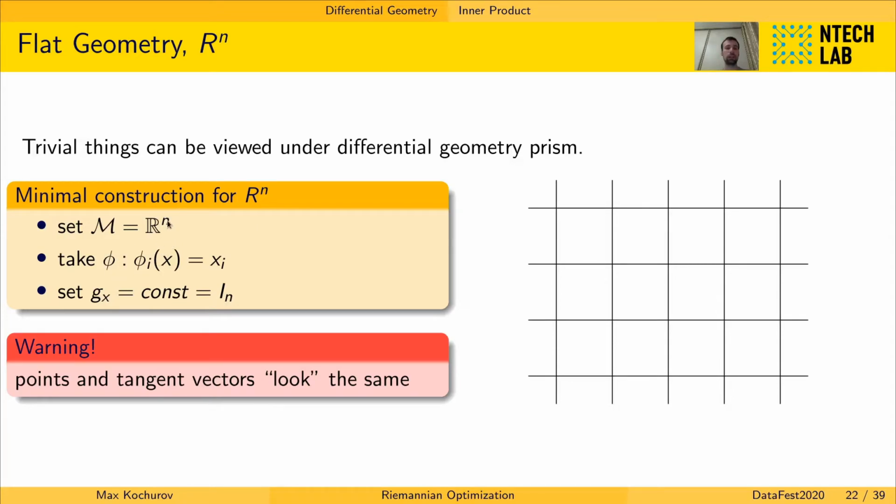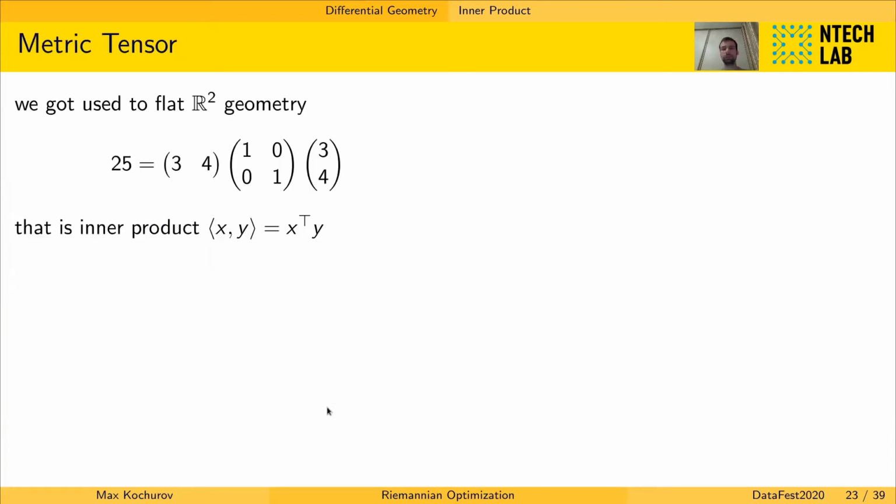Actually, this special case is obtained when we set the manifold to be Rn, just numbers. We take a chart that takes the i-th number for the point, so it's our chart, and we set the metric tensor, which we'll discuss a bit later, to be constant and to be the identity matrix. In this way, it appears that points and tangent vectors just look the same, but they are not the same.